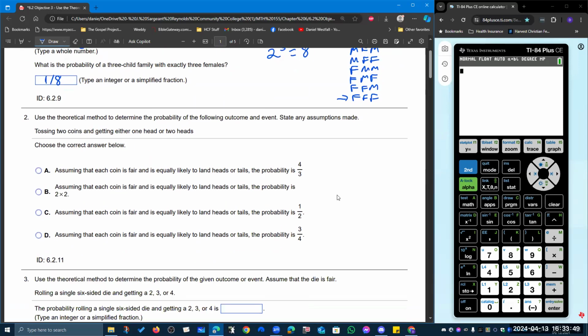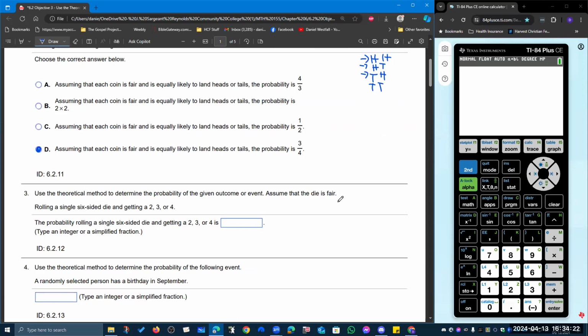Use the theoretical method to determine the probability of the following outcome and event. State any assumptions made. We're going to toss 2 coins, and we want to find the probability of getting 1 or 2 heads. So we can have heads, heads, heads, tails, tails, heads, or tails, tails. At least 1 head is going to be those 3 out of 4, and we're going to assume that the coin is fair and it's equally likely to land on heads or tails. That's what fair means. So the probability is 3 out of 4.